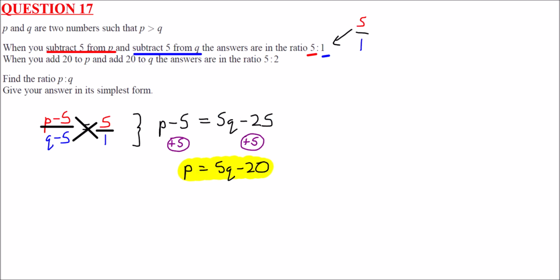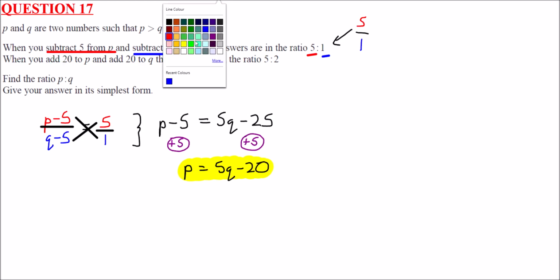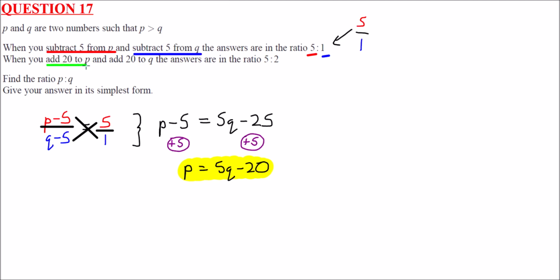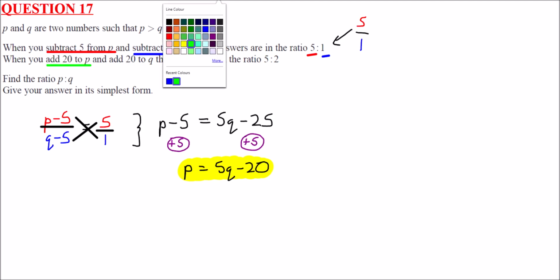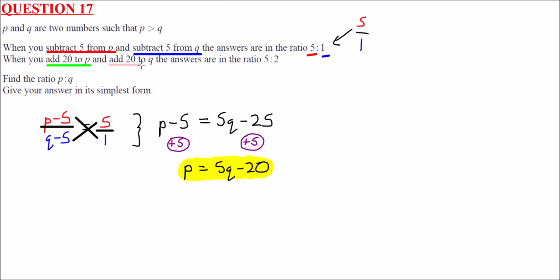There's now some extra information on this question. We're also told here that when we add 20 to P and add 20 to Q, I'm going to run out of colours very soon, I'll go for pink, I think, these answers are in the ratio of 5 to 2.